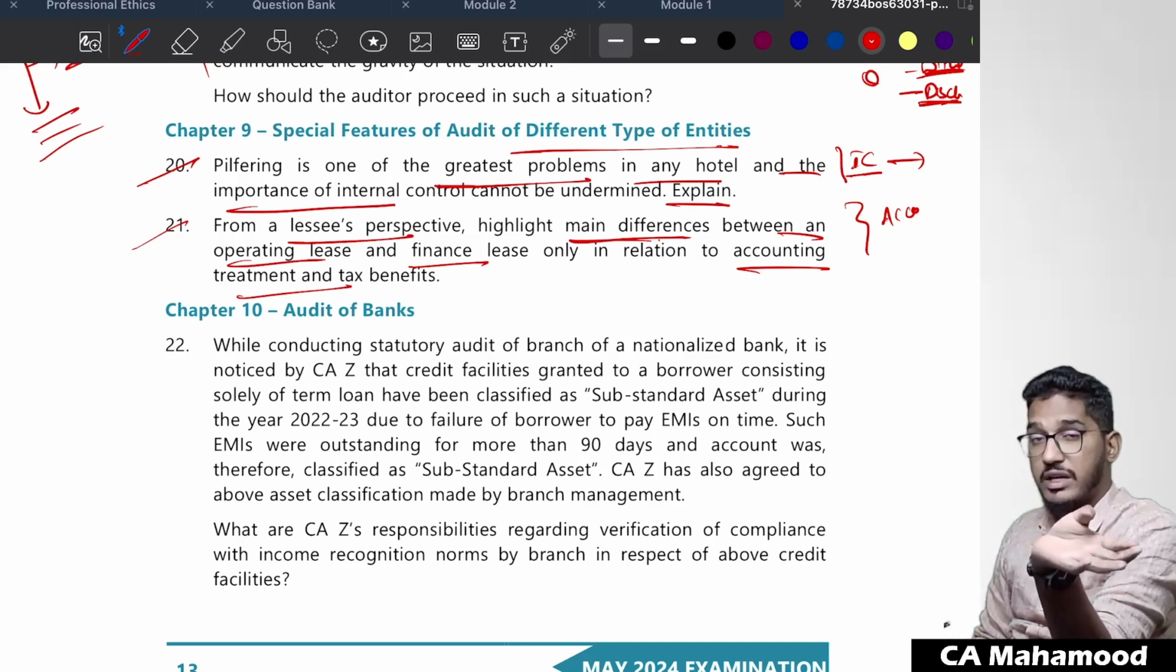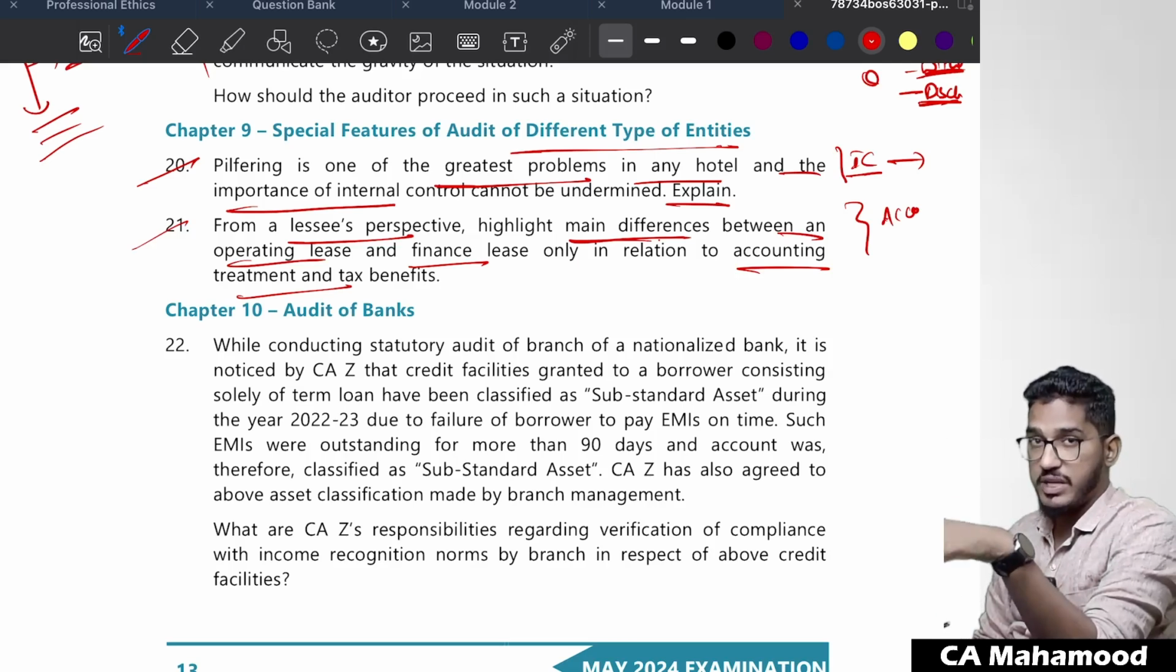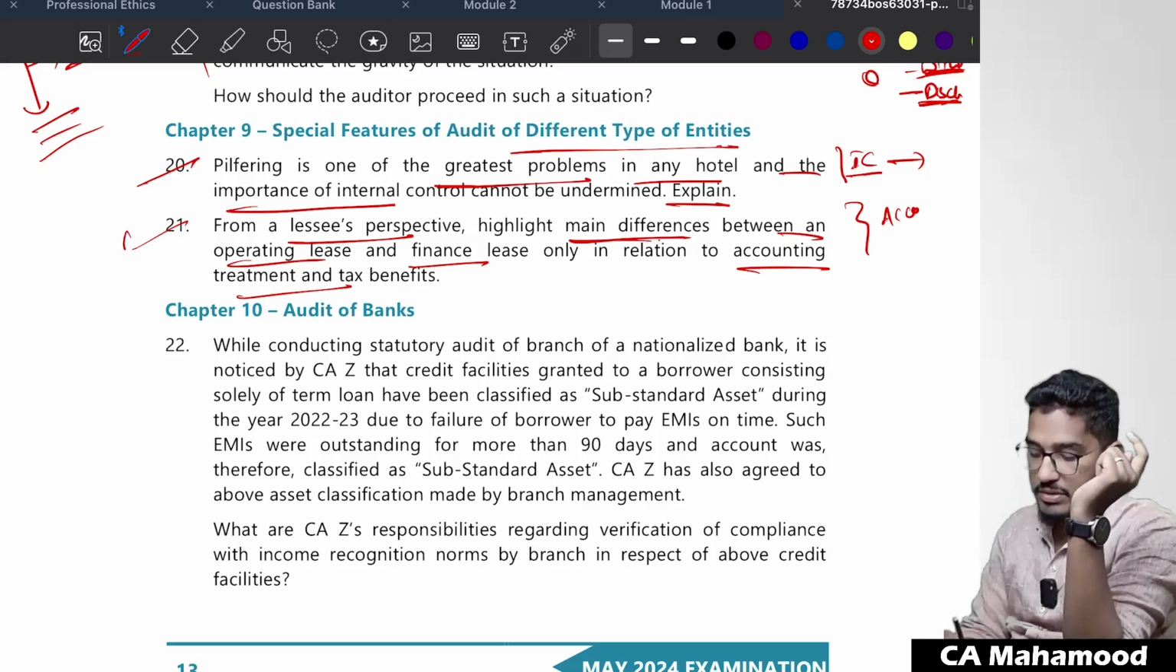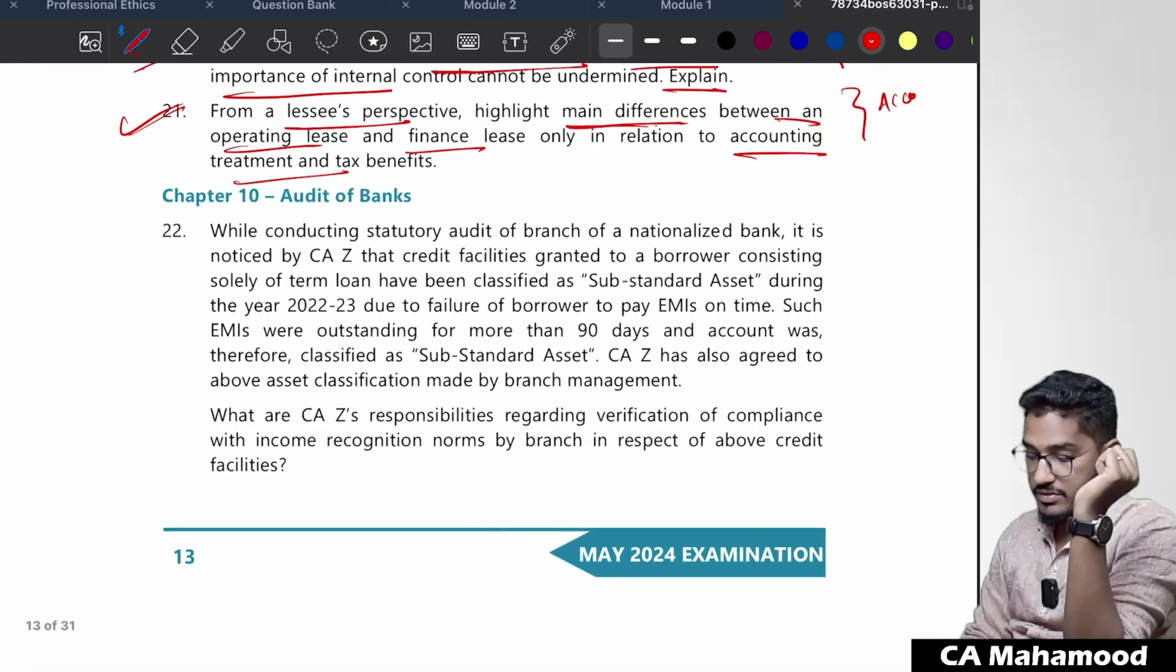In case of operating lease, you can take that expense as rent expense to a statement of P&L, whereas in the case of finance lease, you can charge depreciation and recognize the interest. So that from the accounting perspective, you are required to write the differences.